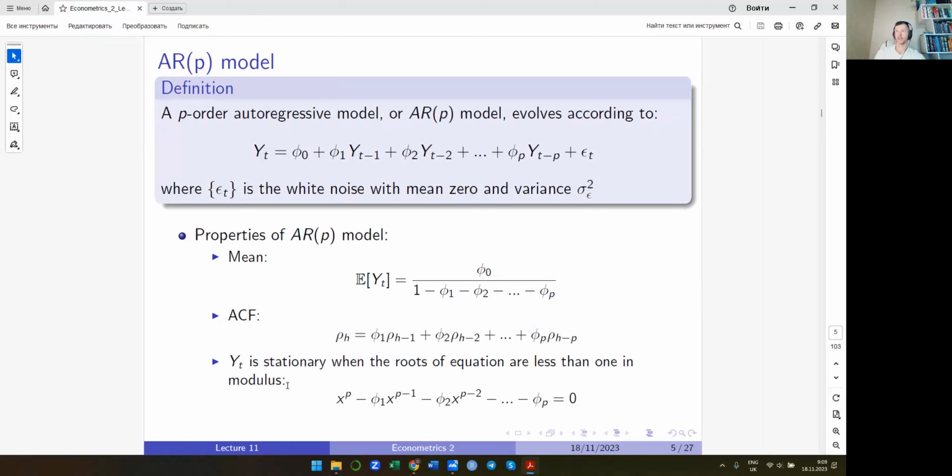Okay, so as I said, there are no derivations. This is mostly to understand some important properties of this general class of AR models: what the mean is, what the autocorrelation function looks like, and what the condition of stationarity is.